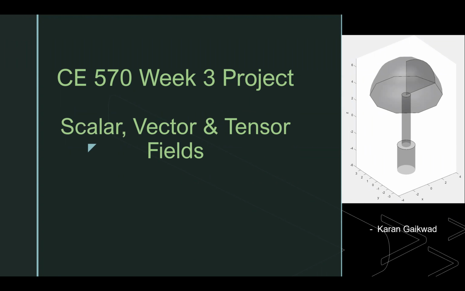Welcome to the week 3 project presentation for advanced structural mechanics. The topic for the project is defining a scalar, vector and tensor field on your composite body. The composite body I've chosen is a table lamp, which is a combination of a hemisphere at the top and then two cylinders, one as the connecting rod and the second larger one as a base.